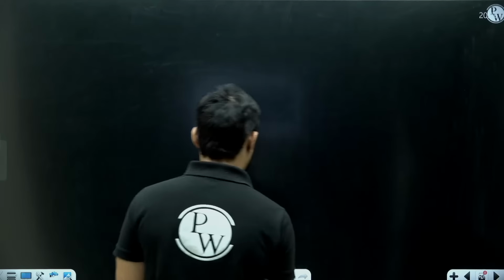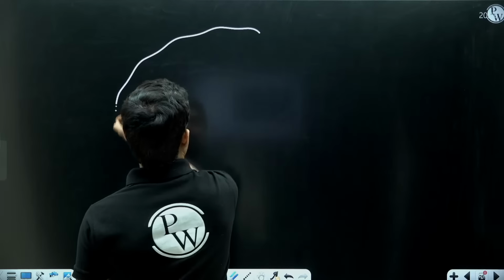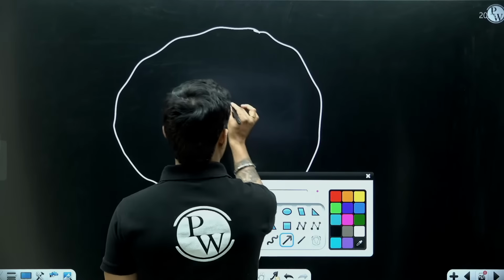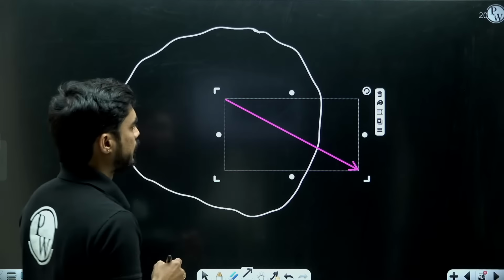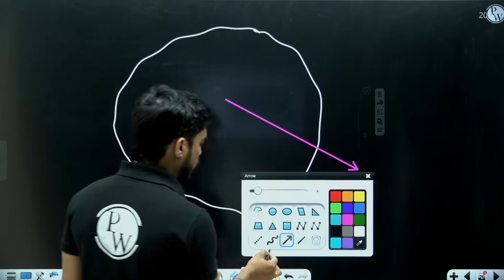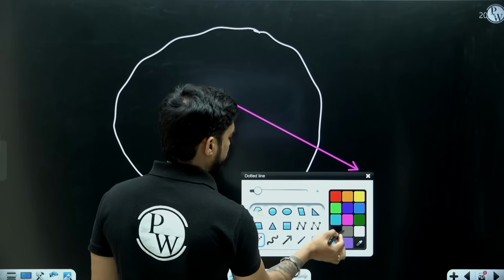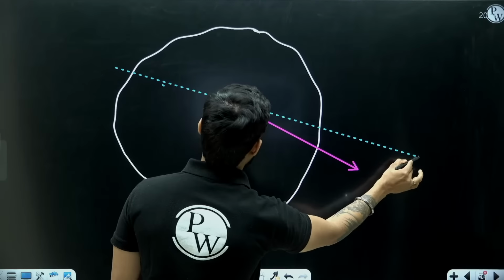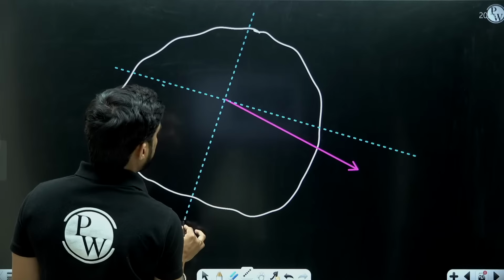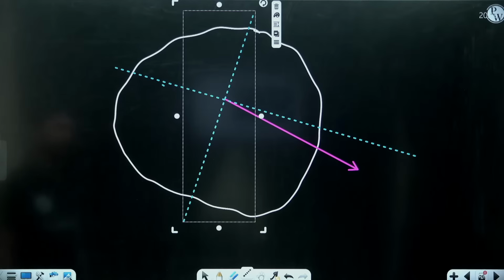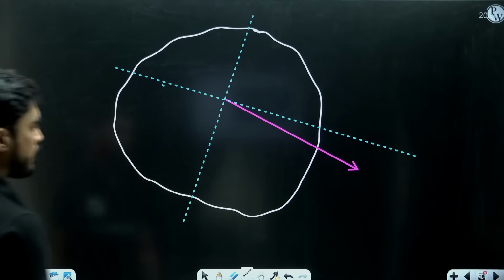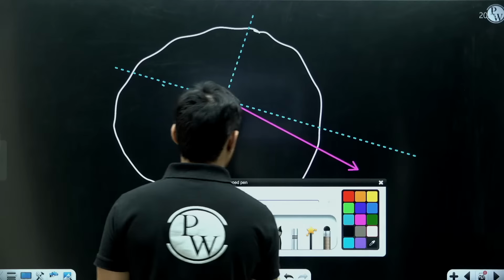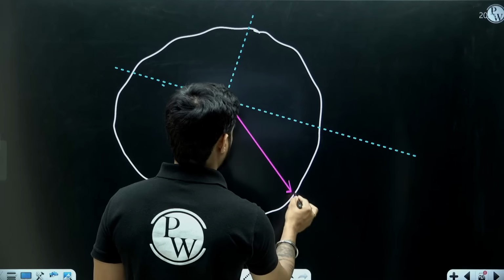Okay. For example, let's say that we have this question. Let's say we have a force like this and we have to find the component along some other direction. Let's say we have to find the component along this axis and this axis. Okay. Do you understand my question? I am saying that a force is acting like this. Let me make it like this.